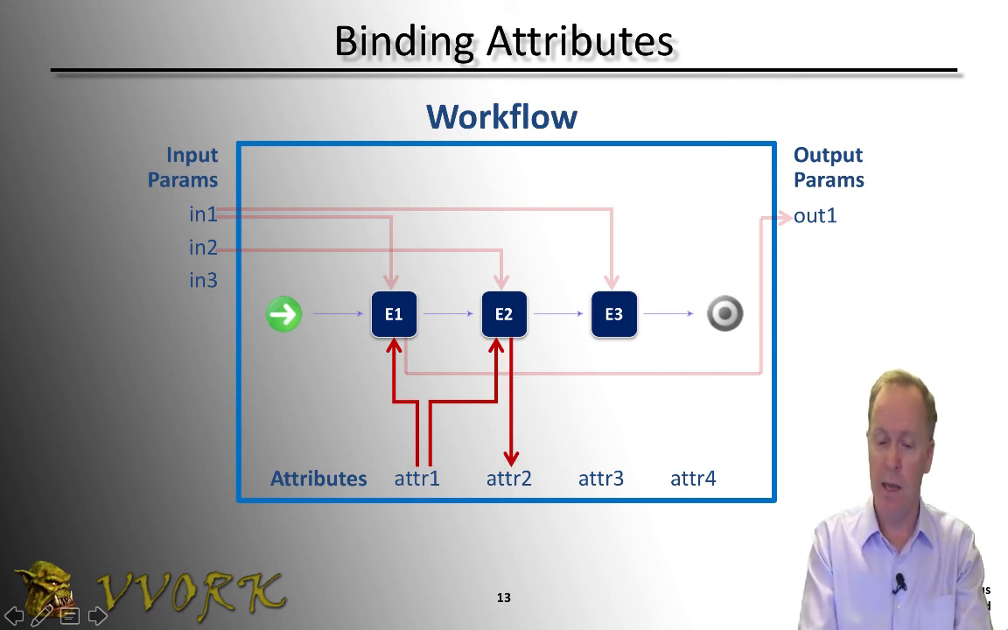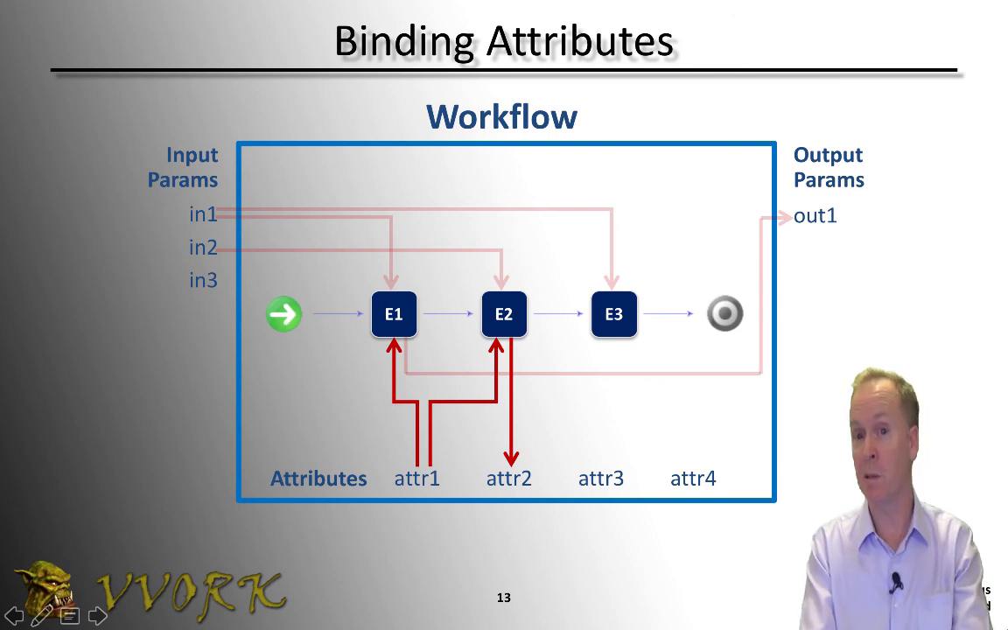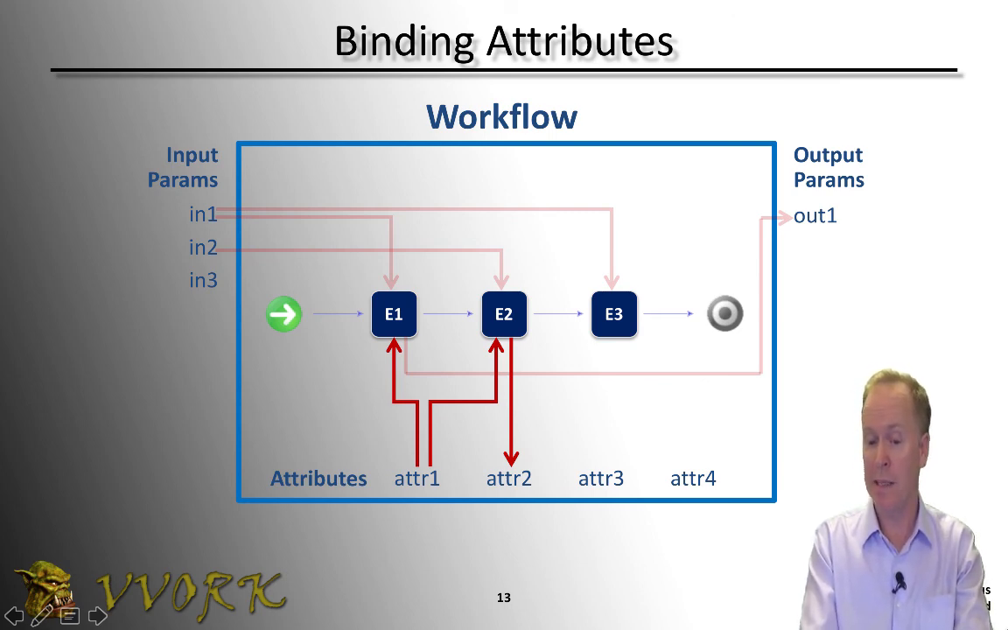Let's keep going. I've got another attribute called ATTR2, and as I've just illustrated with this red arrow, you'll notice that the arrow is going the opposite direction because this time I'm illustrating an outward binding. By setting up an outward binding between a variable defined in schema element 2 and my workflow attribute called ATTR2, what I've done is I've given schema element 2 the ability to change the value of ATTR2.